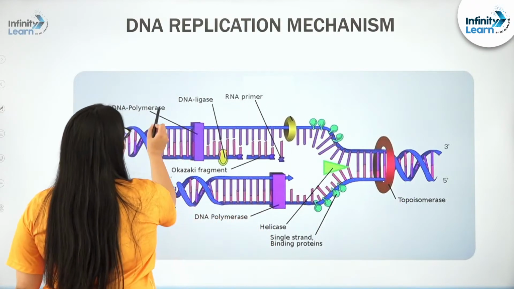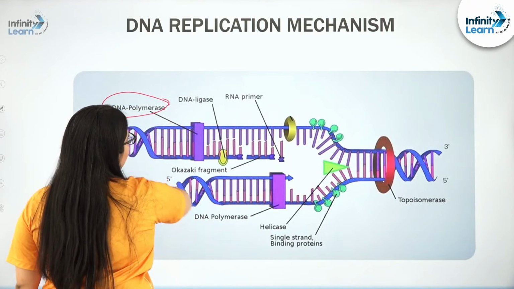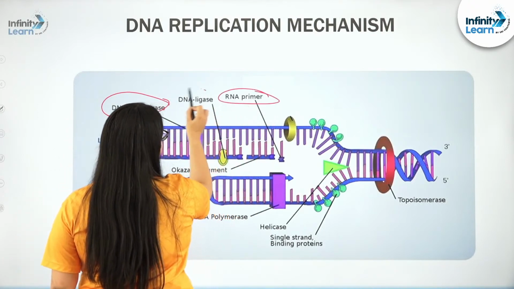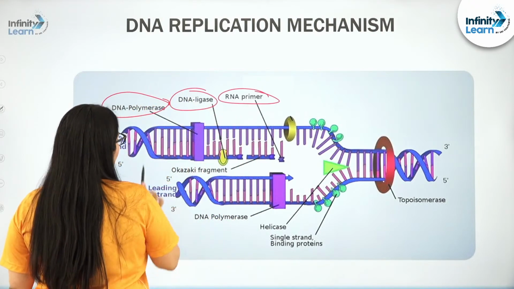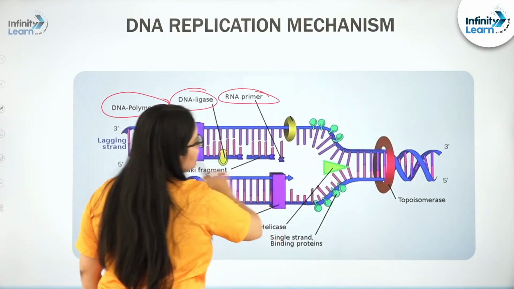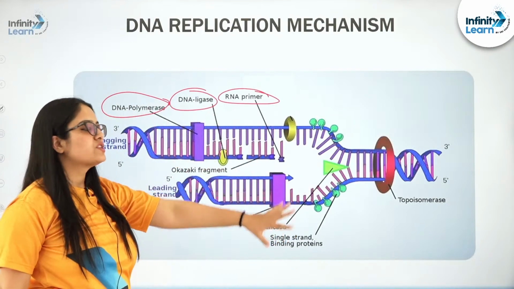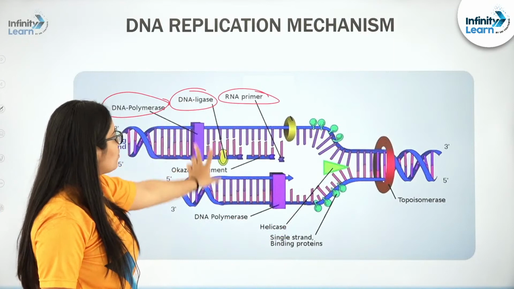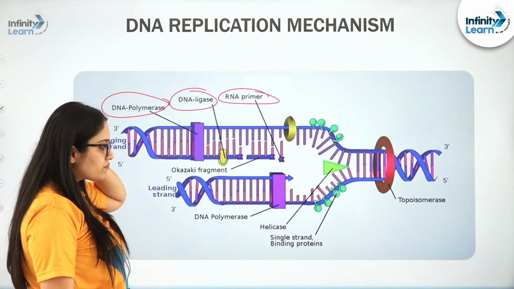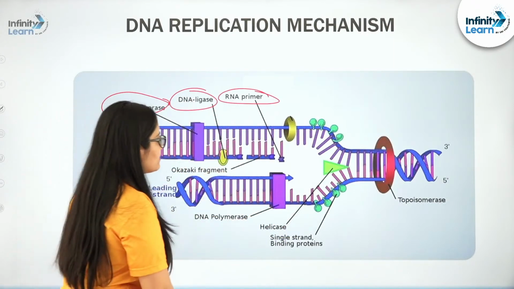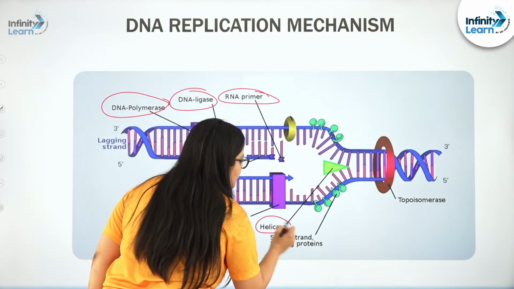Secondly, see this, what is this? DNA polymerase. This is RNA primer. This is DNA ligase, right? Now, remember what is this? This is how the replication process looks, and let us try to understand each and every element's activity. So, we will start with this. What is this? This is helicase.